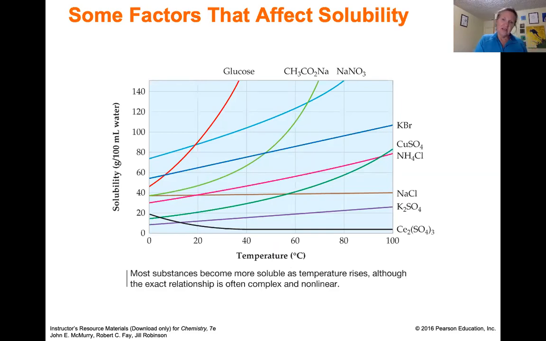So each of these are aqueous solutions of different ionic compounds. In general, glucose, which isn't ionic, it's molecular, but its concentration increases, sodium nitrate increases, sodium acetate, the green line, increases. Some things are almost flat, like sodium chloride, which has the same solubility at all temperatures, so it doesn't depend on temperature. And a few things actually go down. So the cerium sulfate decreases in solubility as the temperature increases.